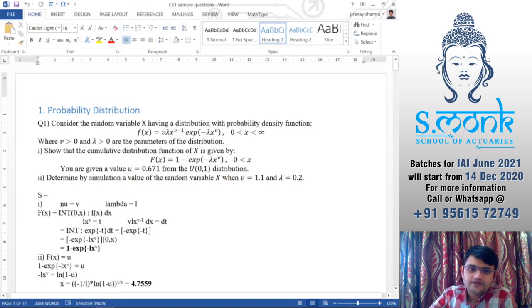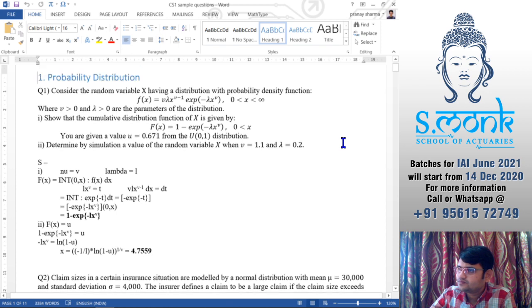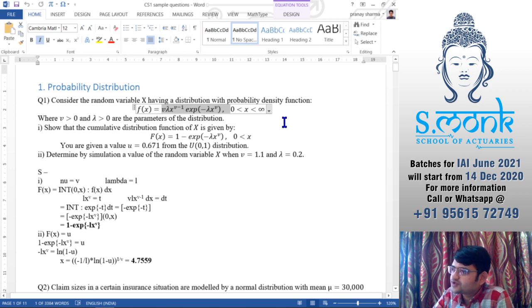Now see, I have taken a few questions into consideration. Now first question, consider the random variable x having a distribution with probability density function this. So this is clearly an unknown distribution. We have not studied this. Where nu is greater than 0, lambda is greater than 0, and they are the parameters of the distribution. Show that the cumulative distribution function of x is given by this expression.